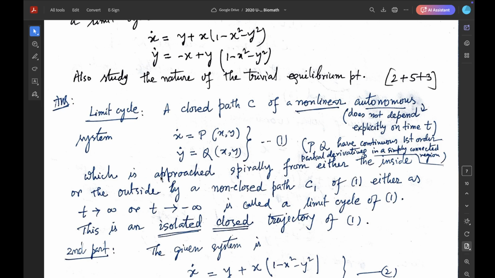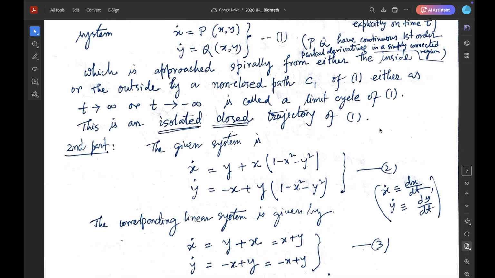which is approached spirally from either the inside or the outside by a non-closed path C1 of the system, either as t tends to infinity or t tends to minus infinity, is called a limit cycle of the system, and this is an isolated closed trajectory of the system, where P and Q have continuous first order partial derivatives in a simply connected region in the domain of definition.